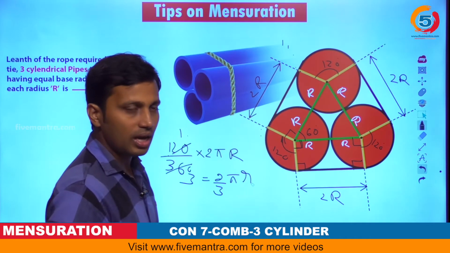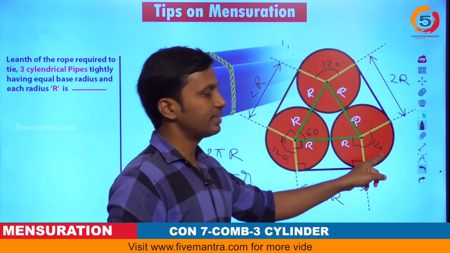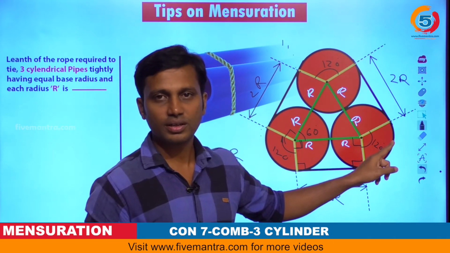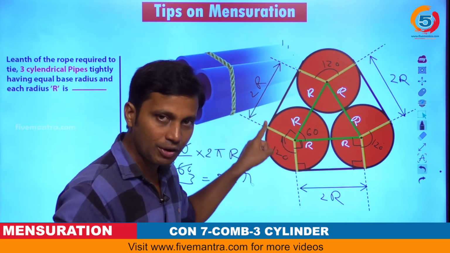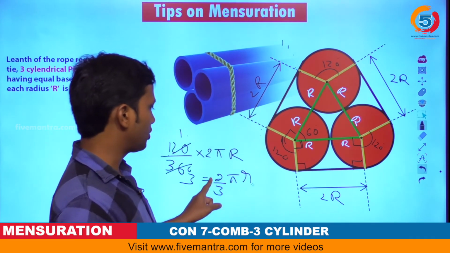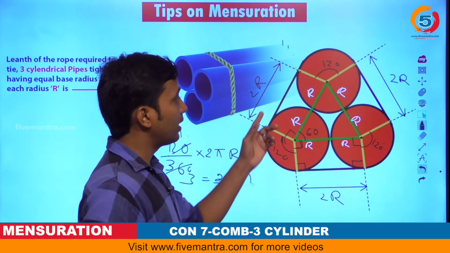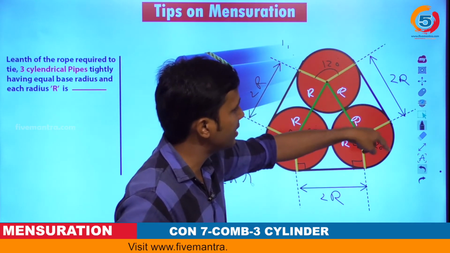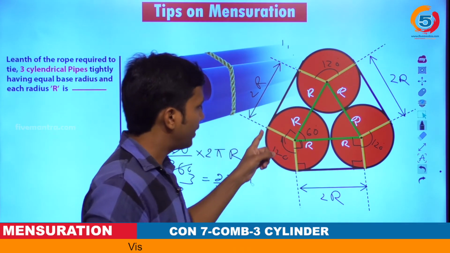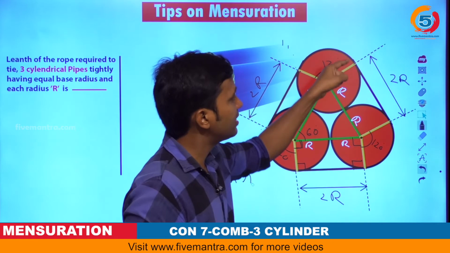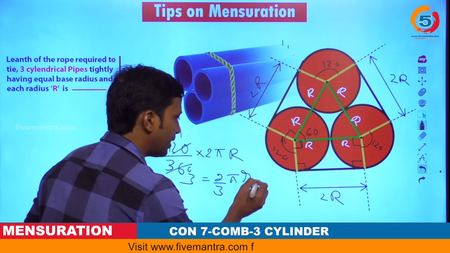This is the arc of one sector. How many such sectors are there in this figure? 3 sectors, or not? So for one sector, the length of arc, that means the curved portion of the rope, is this much, 2 by 3 pi r. Now how many such portions are there? 3 portions, so the total is 3 times this value. Let us multiply with this.